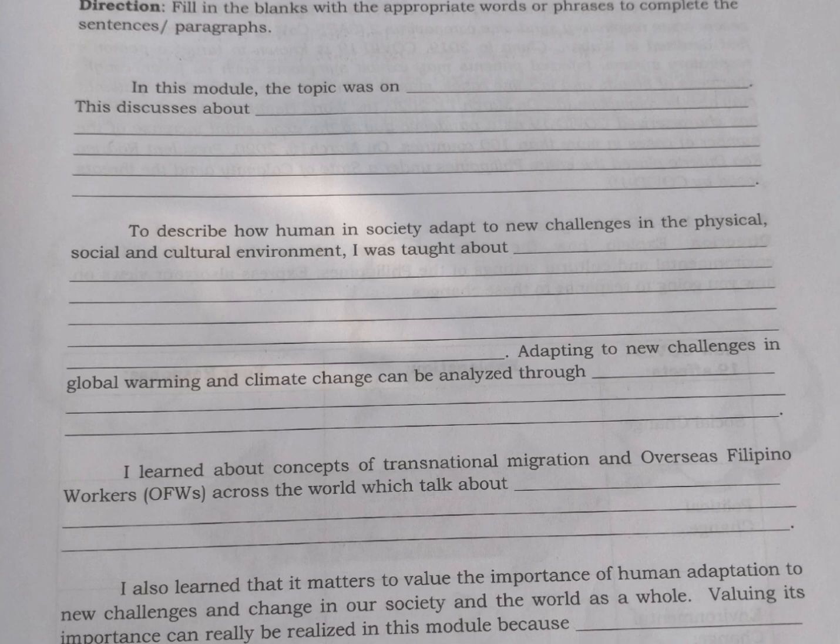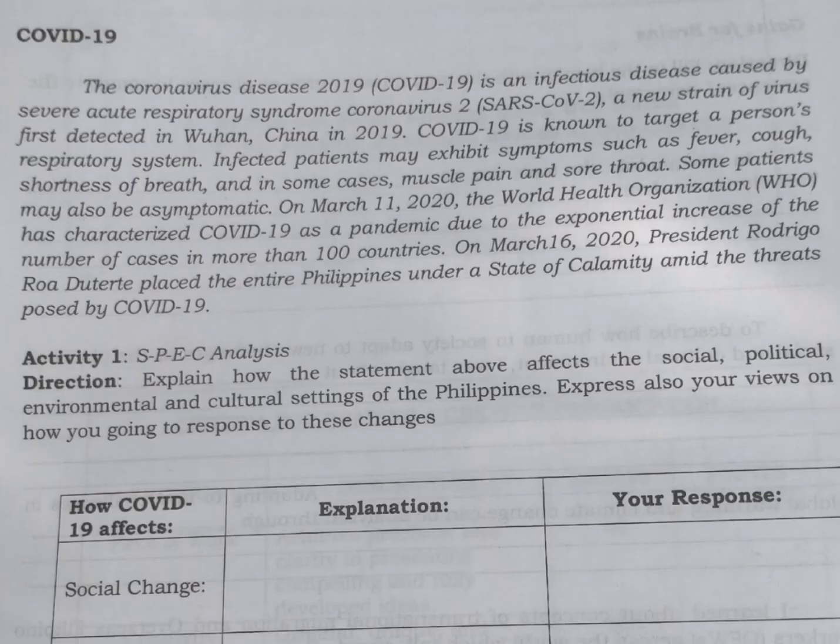The next activity can be found on page 14 of Module 6. The activity is under What I Can Do. Activity 1 is entitled SPEC Analysis. You're going to read the situation about COVID-19. For the instruction, you need to explain how the statement above affects the cultural, social, and political settings of the Philippines brought about by the COVID-19.